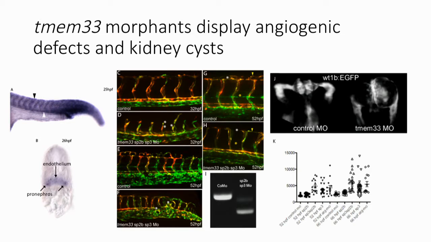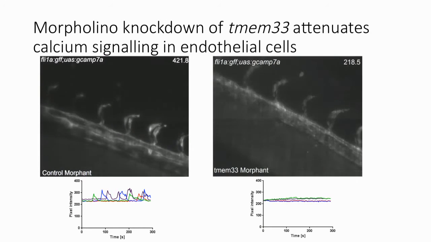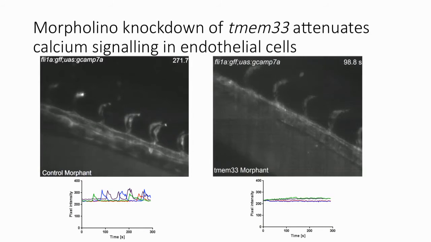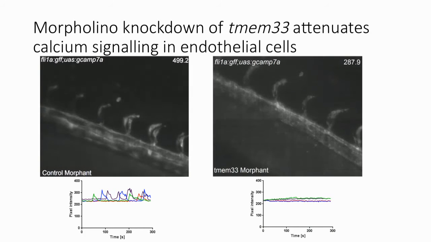So as it's expressed in the kidney, we had a look in a kidney reporter line. The shape here, like this in the kidney, is the glomerulus. That's the word. And if we inject the morpholino, we get increased glomerulus size corresponding to kidney cysts, which is what you see when you knock down PKD2 as well. So I injected this into the calcium reporter line, and we see an attenuation of calcium signaling on the right, which is very similar to when we inhibit VEGF signaling, and we get delayed migration.